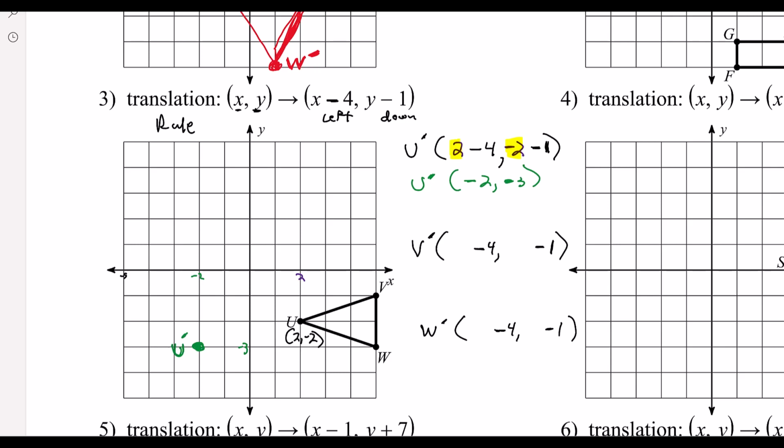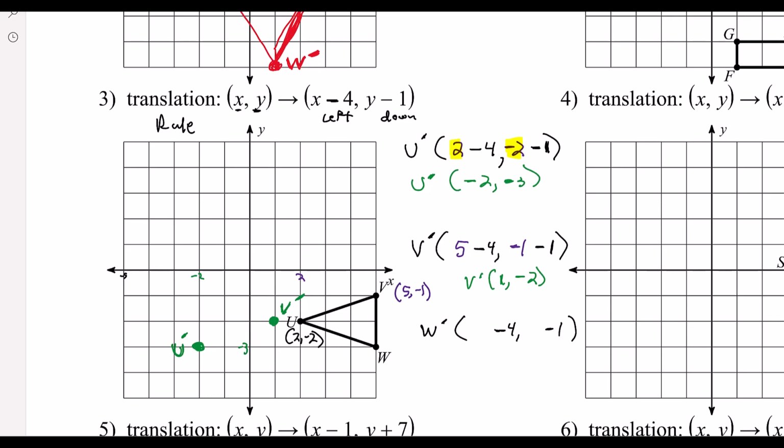Okay, let's look at the V. The V is 5, -1. So when we simplify that, 5 subtract 4 is 1. Negative 1 subtract 1 is negative 2. So at 1, negative 2, this is our V prime.